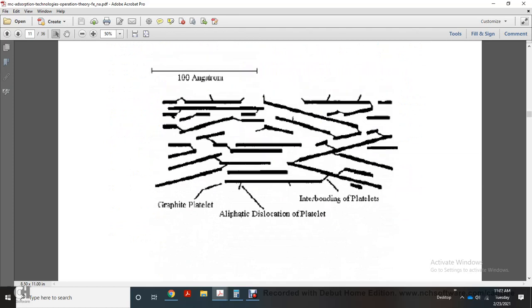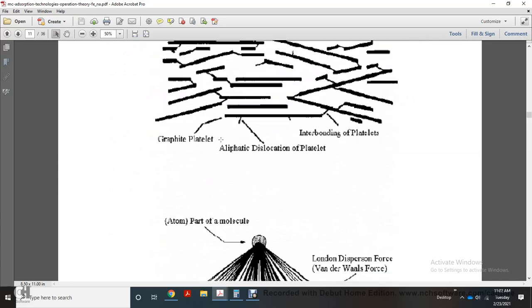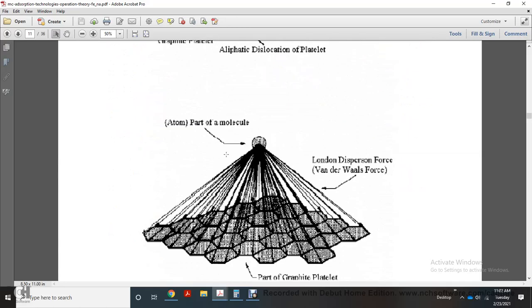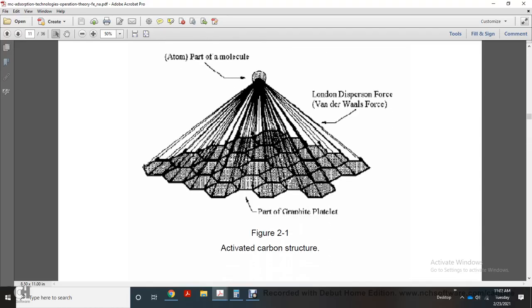And it shows a graphite plate, with platelets, 100 angstroms. Atom part of molecule, London dispersion force, part of graphite platelet.